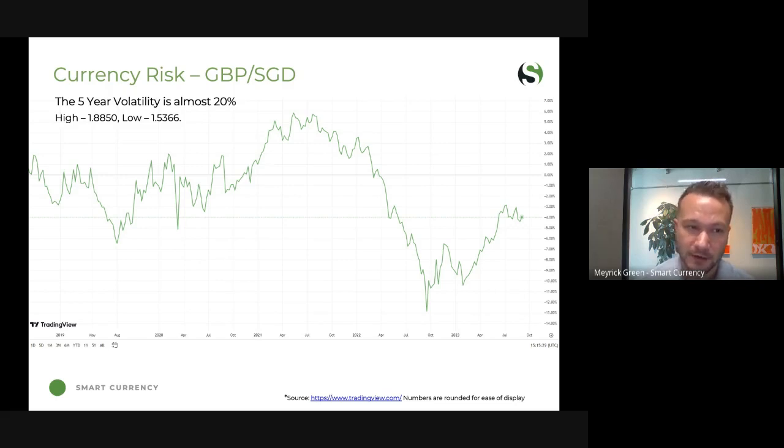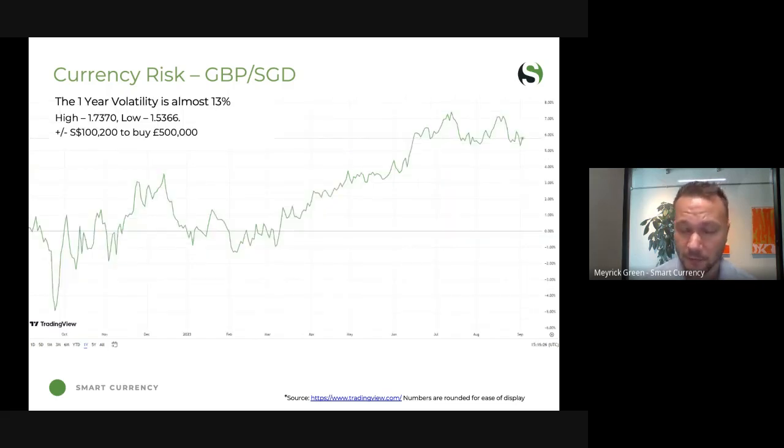You move across to the 1-year view, and if we go a little bit closer, yes, as I said, we have moved from that low which we saw, and a lot of these markets track against the US dollar. So could you argue, is this a Singapore economic reason as to why the Singapore dollar is falling against the pound, or maybe it's actually more to do with the pound and what's happening with the dollar? I'll take a look at that in a minute, but just to give you some numbers, the 1-year volatility is 13%, with a high of around 73.70 and a low of 53.66.